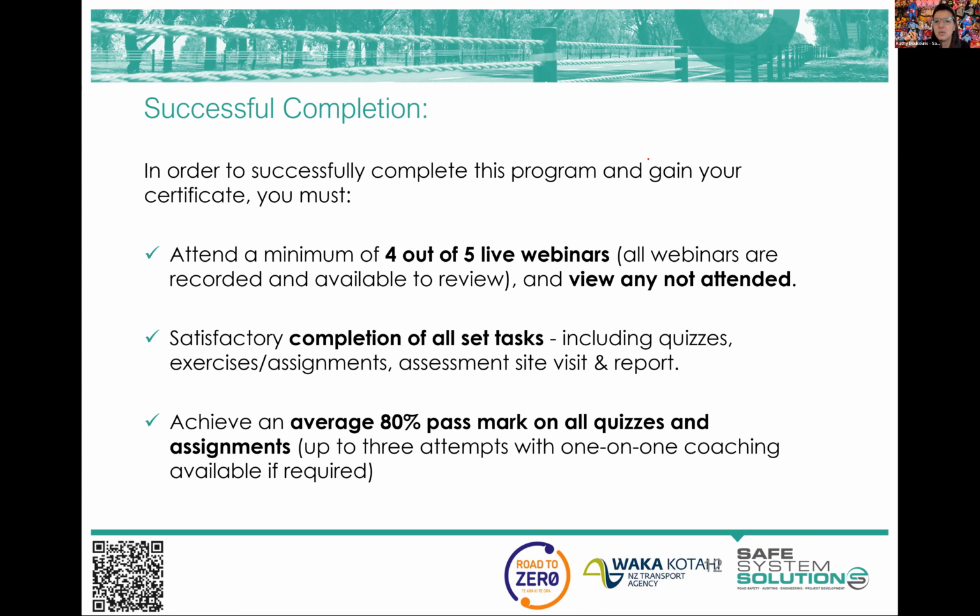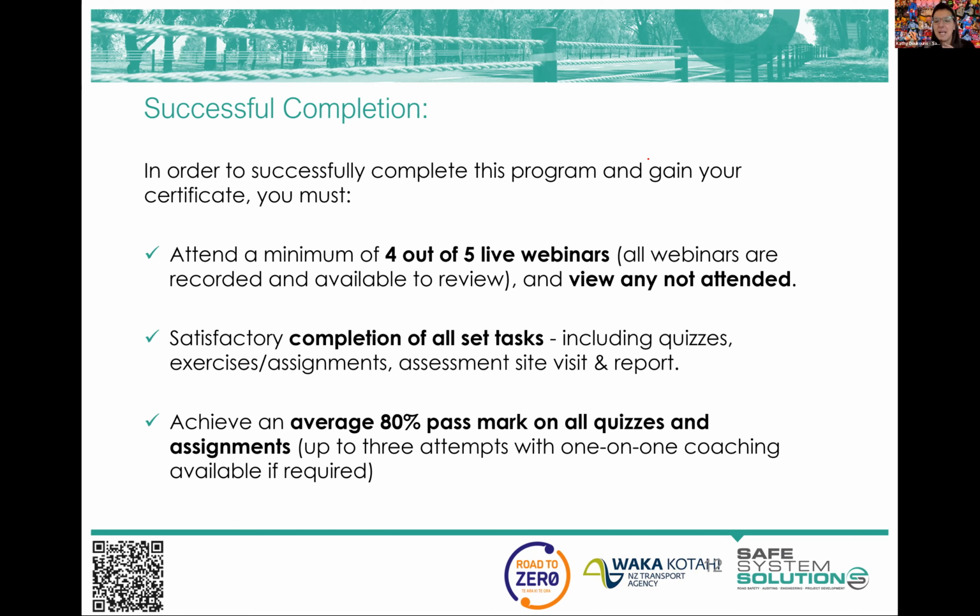And we also ask that you achieve an 80% pass mark on everything. And this is quite high, actually. Thought 50% was a pass back in my day. But really it's designed so that we know that you have really gotten on board with this and comprehend the process and how it all works, and that we're confident that you'll be able to step out there and jump in and do a safe system assessment in real life when you get there.